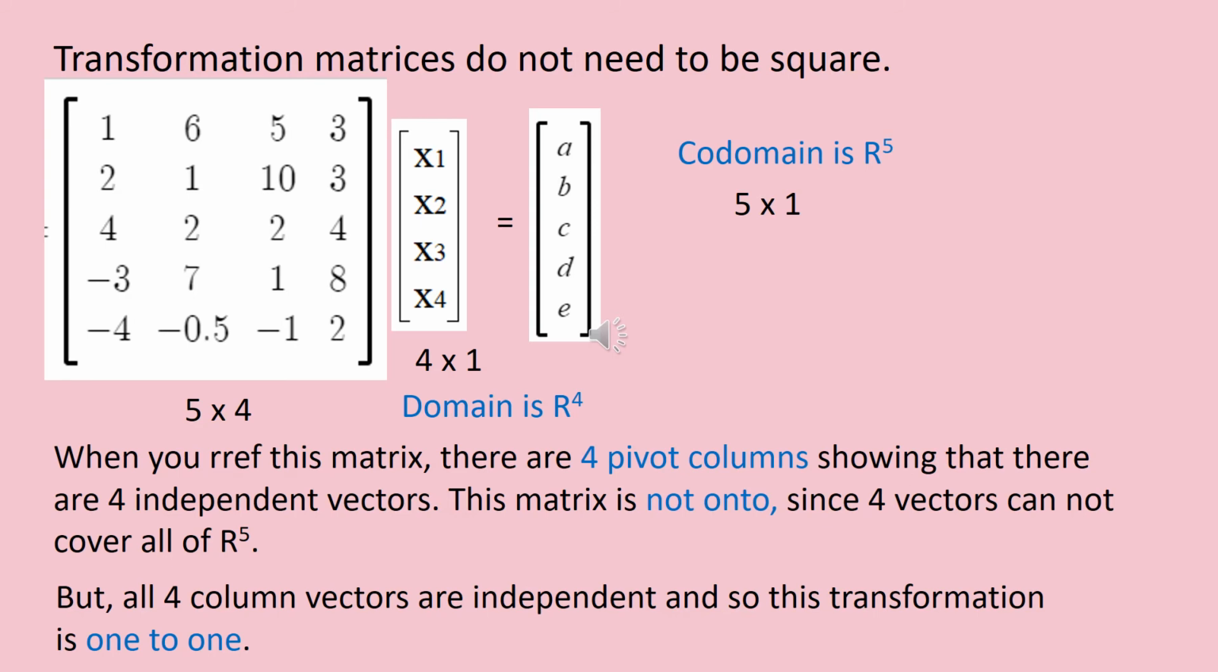So again, it's not onto, but the space that it actually maps in R5 is a one-to-one space. So again, you're mapping to a subset of R5. Every vector in that subset has only one vector from R4 being mapped to it. So it's not onto, but it is one-to-one.